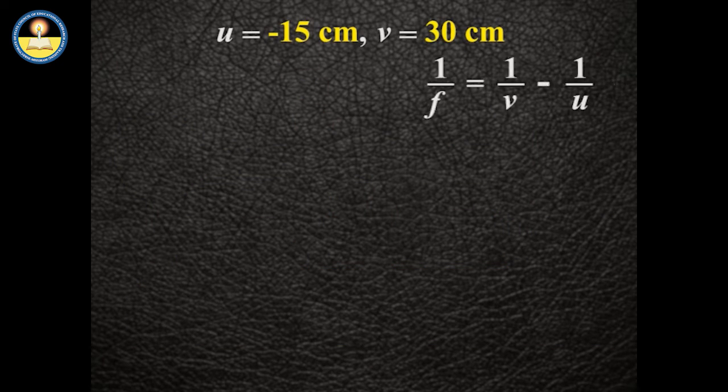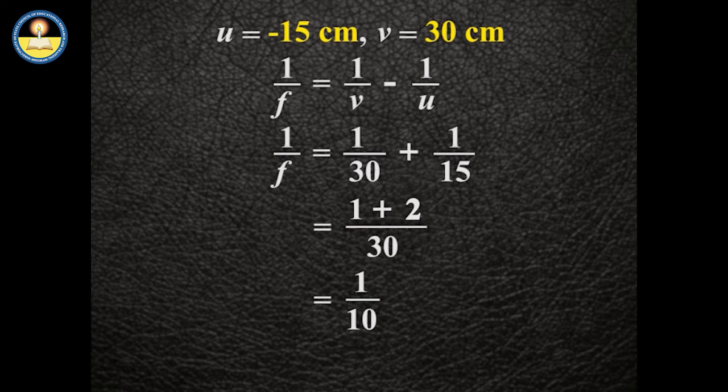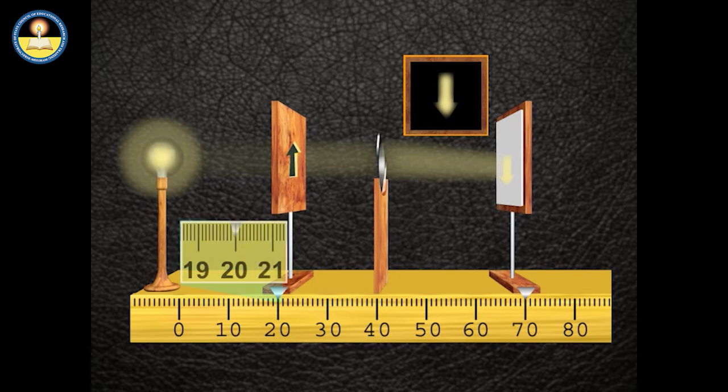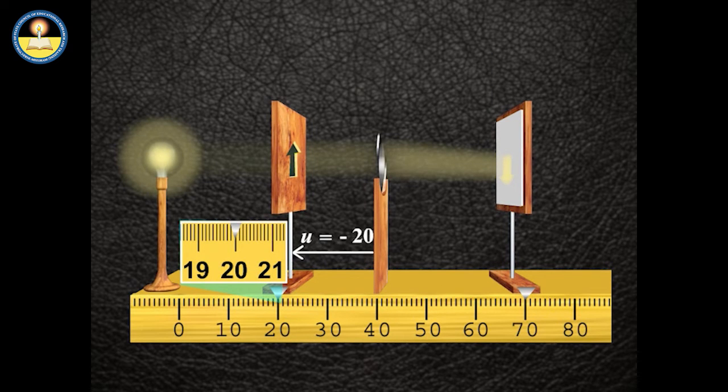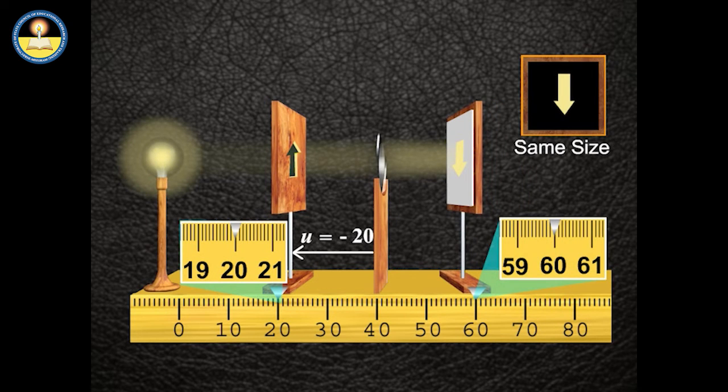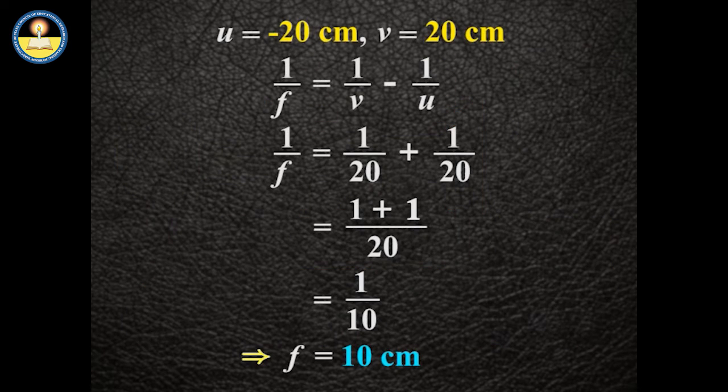With the help of the lens formula, one can measure the focal length of the lens, which comes out to be 10 centimeters. Let us now fix the slit, that is the object, at a distance of 20 centimeters from the lens. On adjusting the screen, a sharp image is obtained at a distance of 20 centimeters on the other side of the lens. This again shows the focal length of the lens is 10 centimeters.